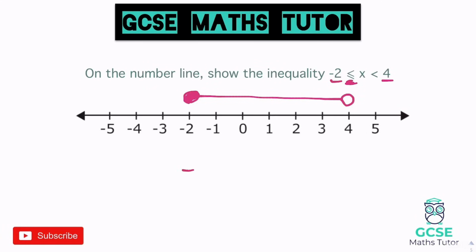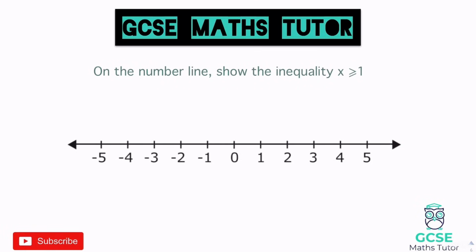So the numbers that this could be is we could have -2, -1, 0, 1, 2, and 3, but not including the 4 there because it says less than 4. So you can have an inequality like this as well, where it just says x is greater than or equal to 1.